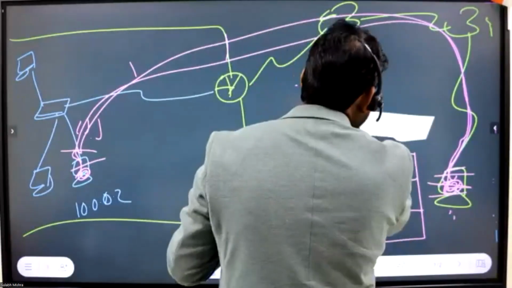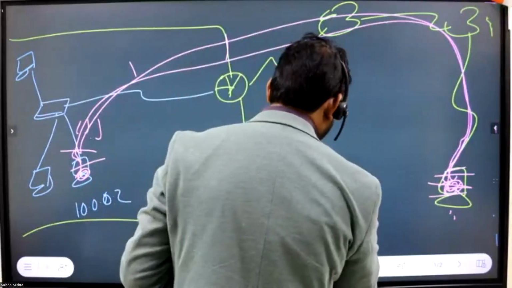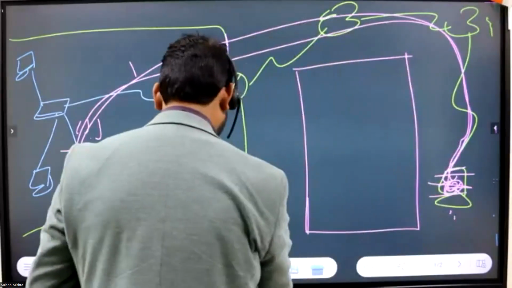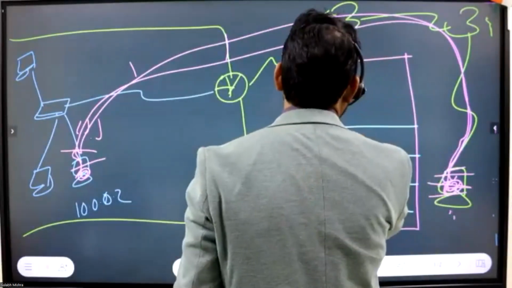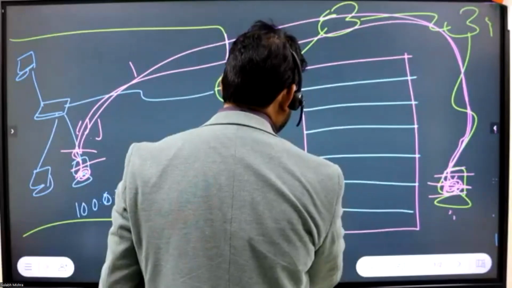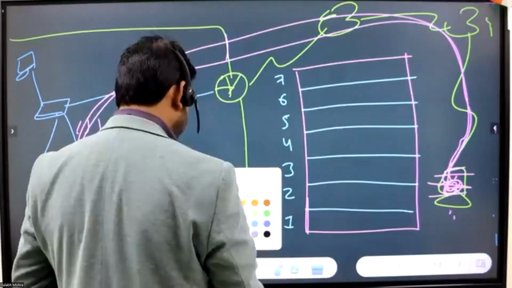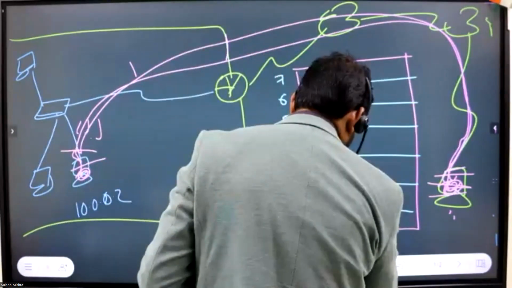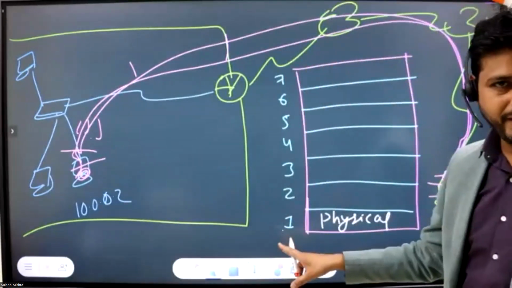Okay, so let me draw it here. How many total layers? 7, right? So let's write what those 7 layers are. One, 2, 3, 4, 5, 6, 7. What is the first layer? What do we call the first layer? Physical layer. Physical layer is layer 1. I have written layer 1 means physical.